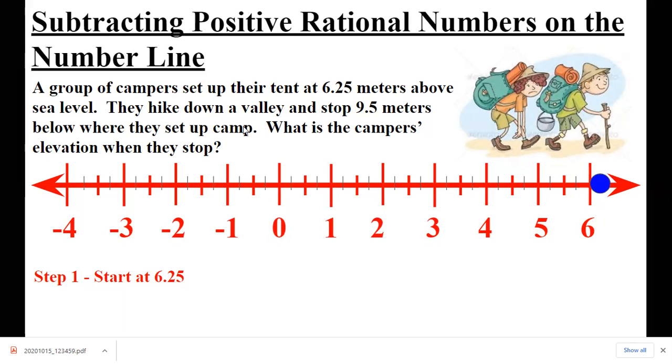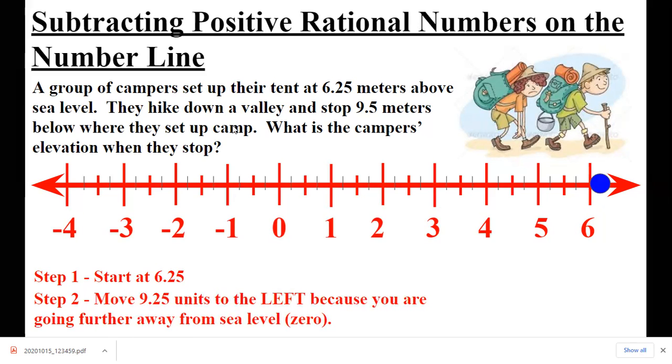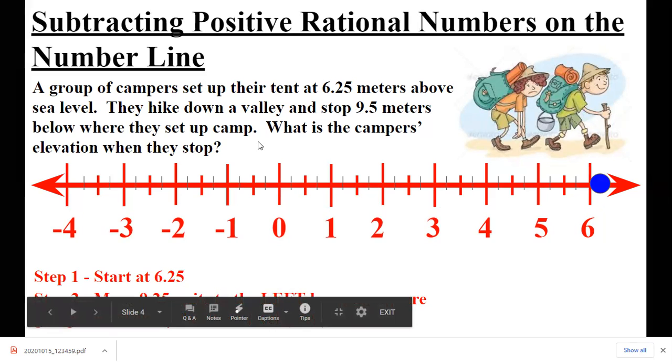So let's put that in there. There it is. And now we're going to move 9.5 units to the left, because you are going further away from sea level. You're going to go to the left because you're going farther down, right? And I don't know if it's 9.5 or 9.25 because I have a typo there, but let's see what happens. Okay, it's taking me there.